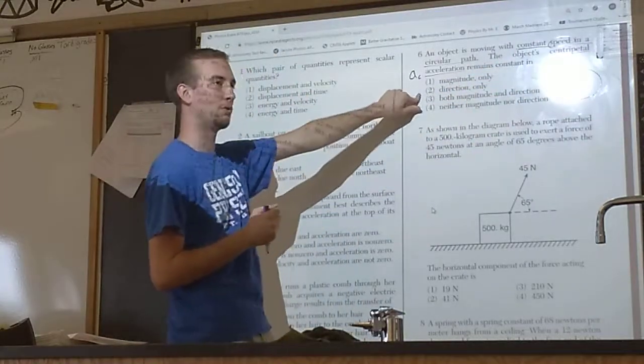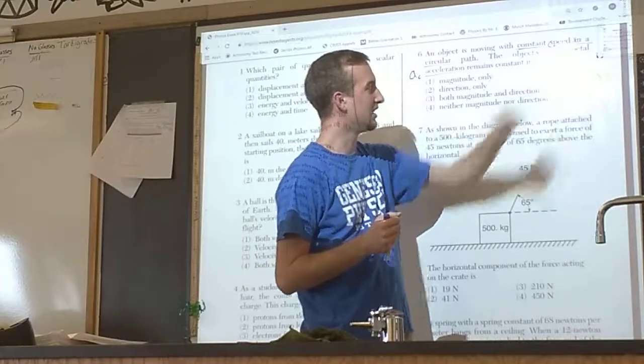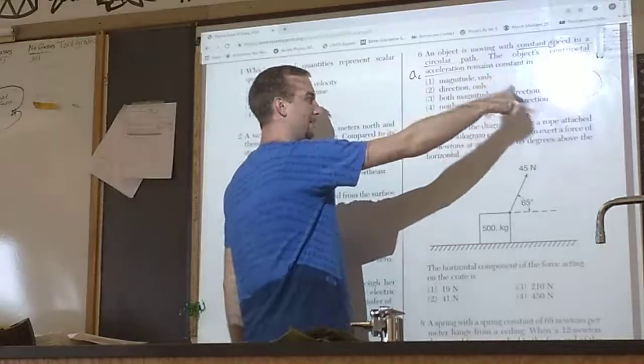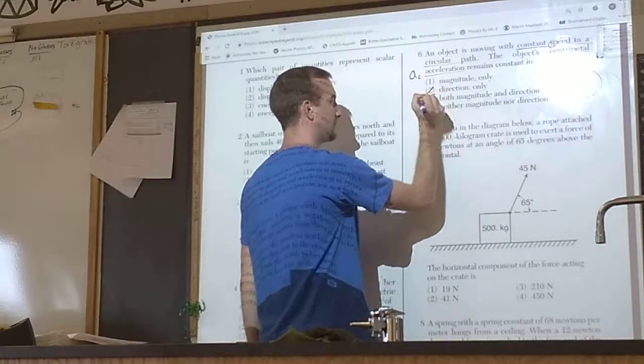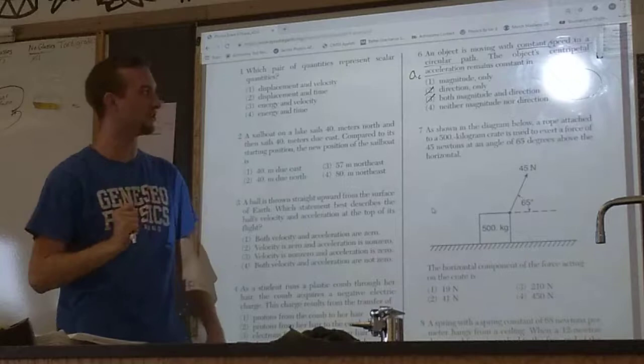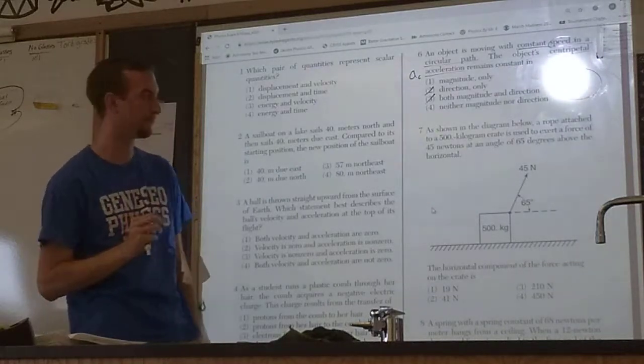We know the direction doesn't remain constant because we just got done saying that these vectors change as the object moves around. So direction does not remain constant, so those two can't work. Now we just need to know if the magnitude stays the same.